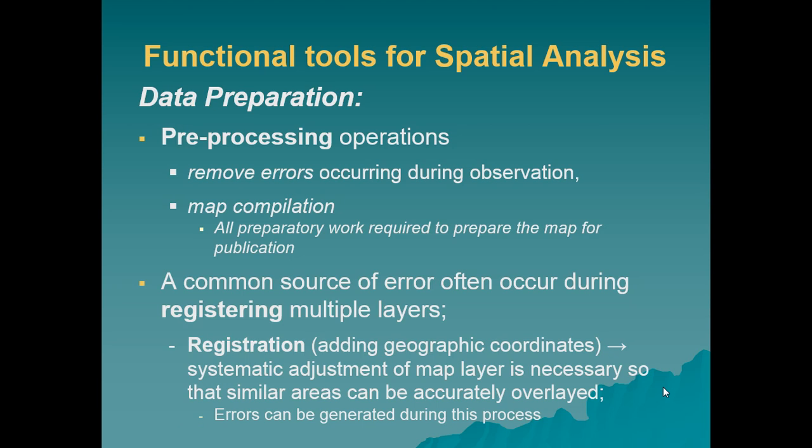So we continue. If you recall, we mentioned that one of the important functions of spatial analysis is to prepare your data. So what are some examples of preparing your data? Pre-processing operations. For example, you're going to have to remove errors from the data, that original data that you've received, whether it is that you generated it yourself or you got it from a third party. You have to edit that data for errors. Additionally, you will have to compile your map. So all preparatory work required to prepare for the map publication.